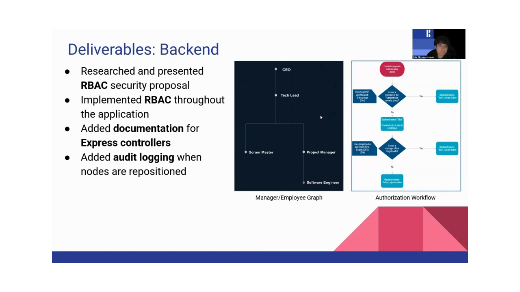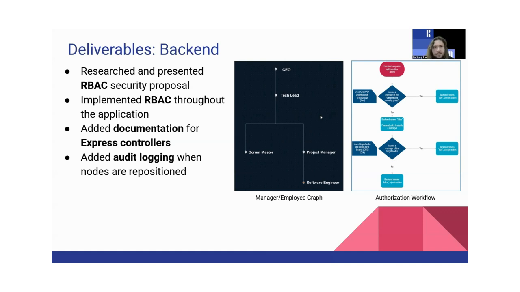And then, for example, if you can see in the graph, the CEO has control and can move anyone below him, which includes a tech lead he's a manager of and an indirect manager of everybody else. But the project manager could only move or edit the software engineer and nobody else.